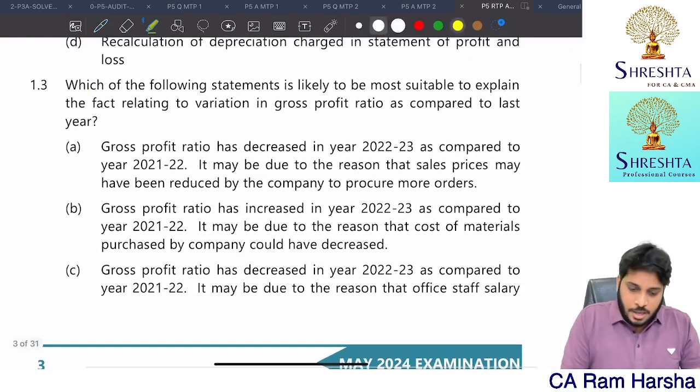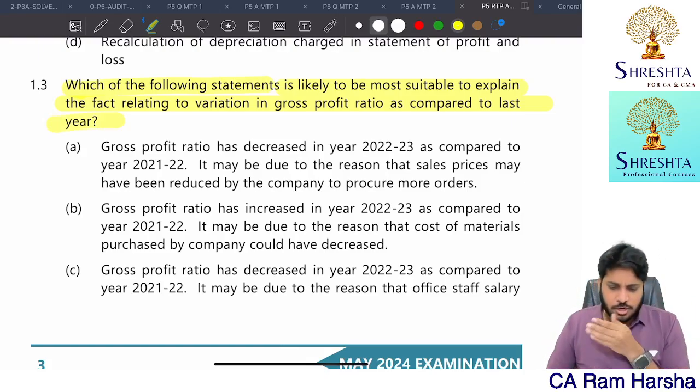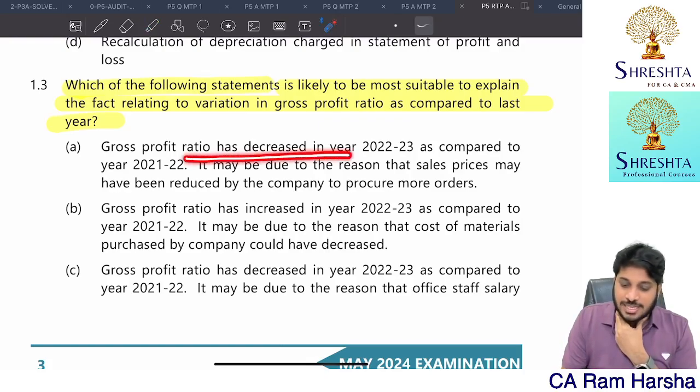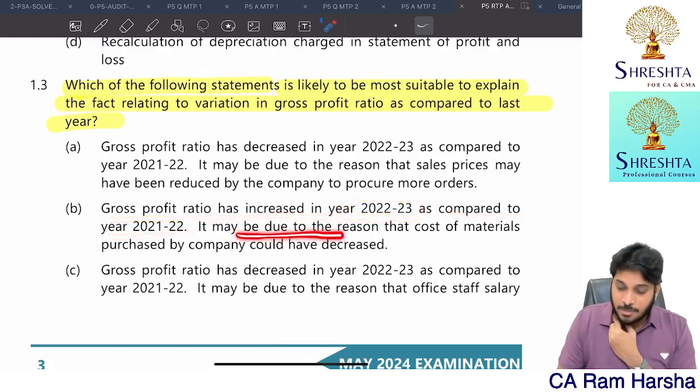Next, which of the following statements is likely to be most suitable to explain the fact relating to variation in gross profit ratio as compared to last year? Gross profit ratio, which of the following is most suitable? Gross profit ratio has decreased in 2023. Wrong. Gross profit ratio has increased in 2023 as compared to 21-22. It may be due to the reason that the cost of material purchased by the company could have decreased. That could be the reason.